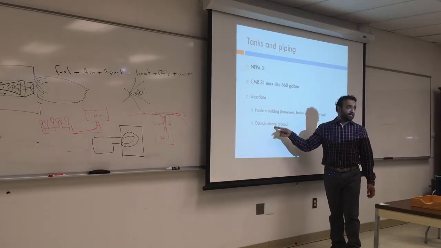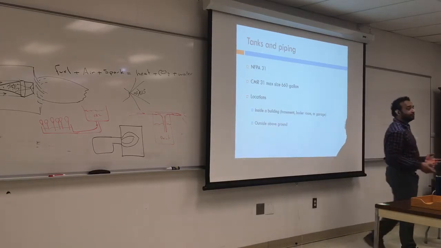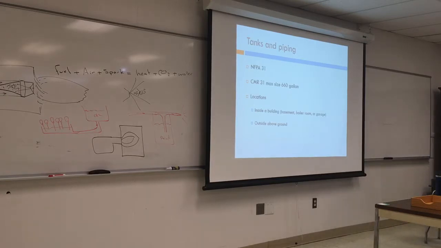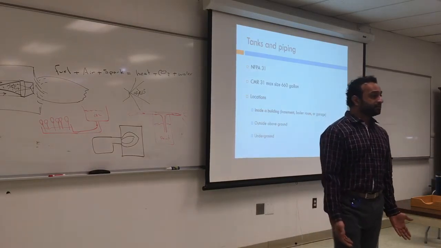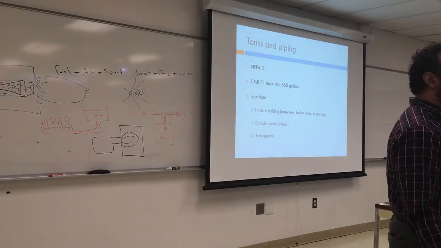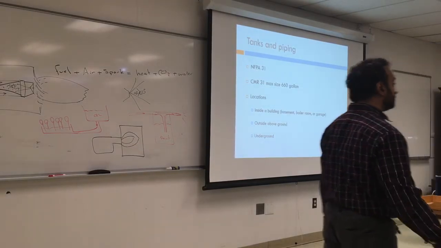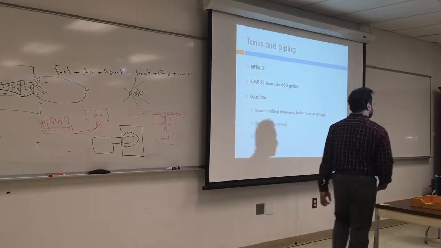Outside, above ground, is another location. Let's say you have no garage and no basement, and you want to put it outside. You can put it outside, but different regulations apply as well. You'll have to put a barrier and it has to be protected against the elements. We'll talk about that. You can also put it underground, but a lot of people do not want to because it's very expensive. The tank has to be rust proof, insulated, protected, and able to be inspected. So putting a tank underground is possible, but it's expensive.